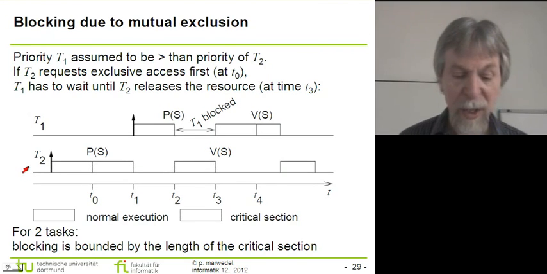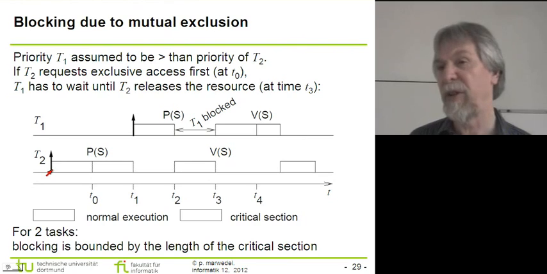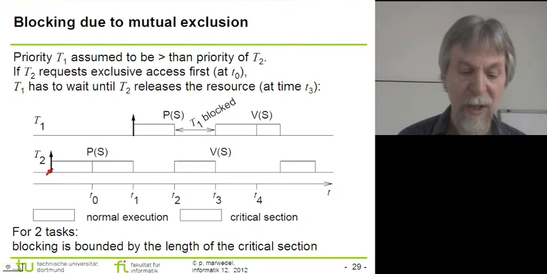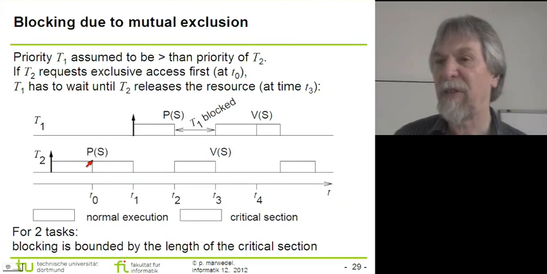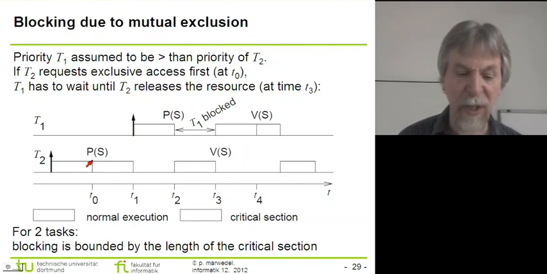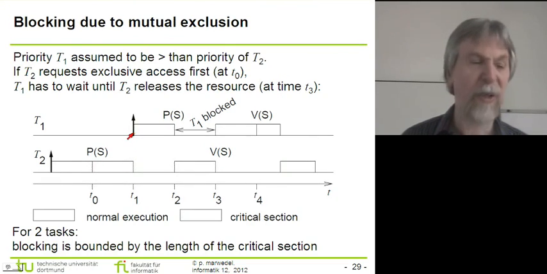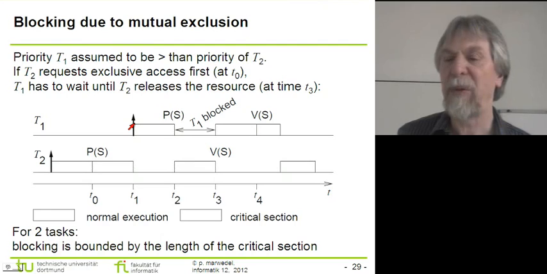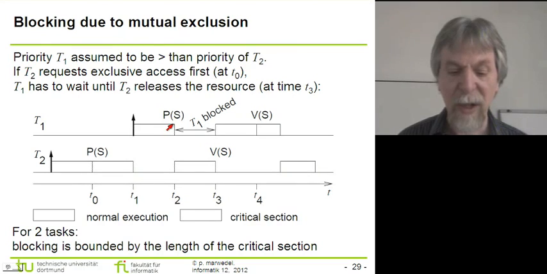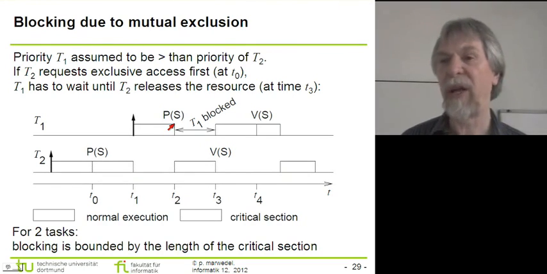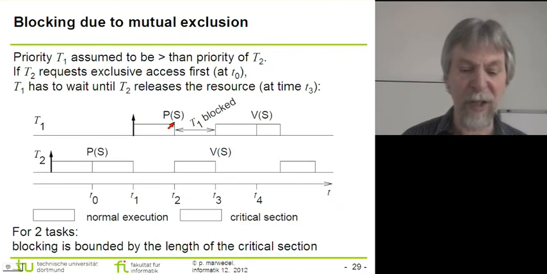And we assume that task 2 initially becomes executable, so it's available for execution, will be executed and will execute for some time. And then at time t0, it will execute this P of S operation, which means now we are entering such a critical section. Now at time t1, this higher priority task might also become executable, and since we are assuming preemptive scheduling, that higher priority task will execute, and at some time then will also execute a P operation for the same resource.